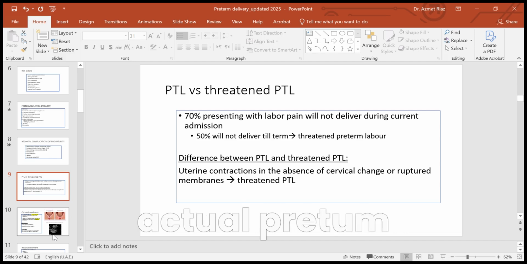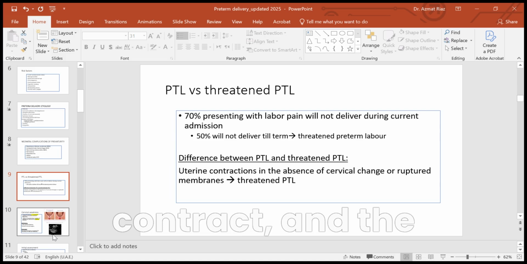Now, what is the difference? So established or actual preterm labor, what happens is the uterus starts to contract and the cervix starts to dilate.